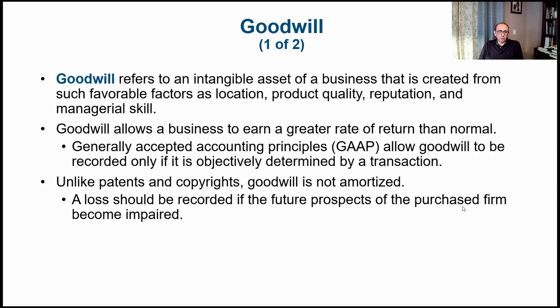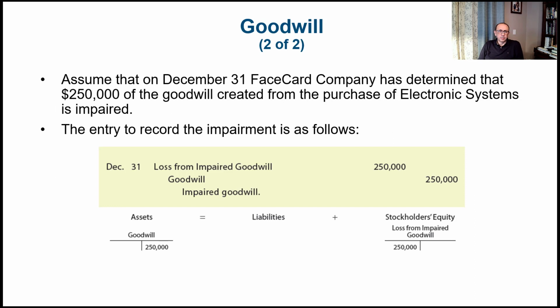So unlike patents and copyrights, goodwill is not amortized. A loss should be recorded if the future prospects of the purchased firm become impaired. So in other words, goodwill is not subject to amortization, it's only subject to impairment. So let's see an example.